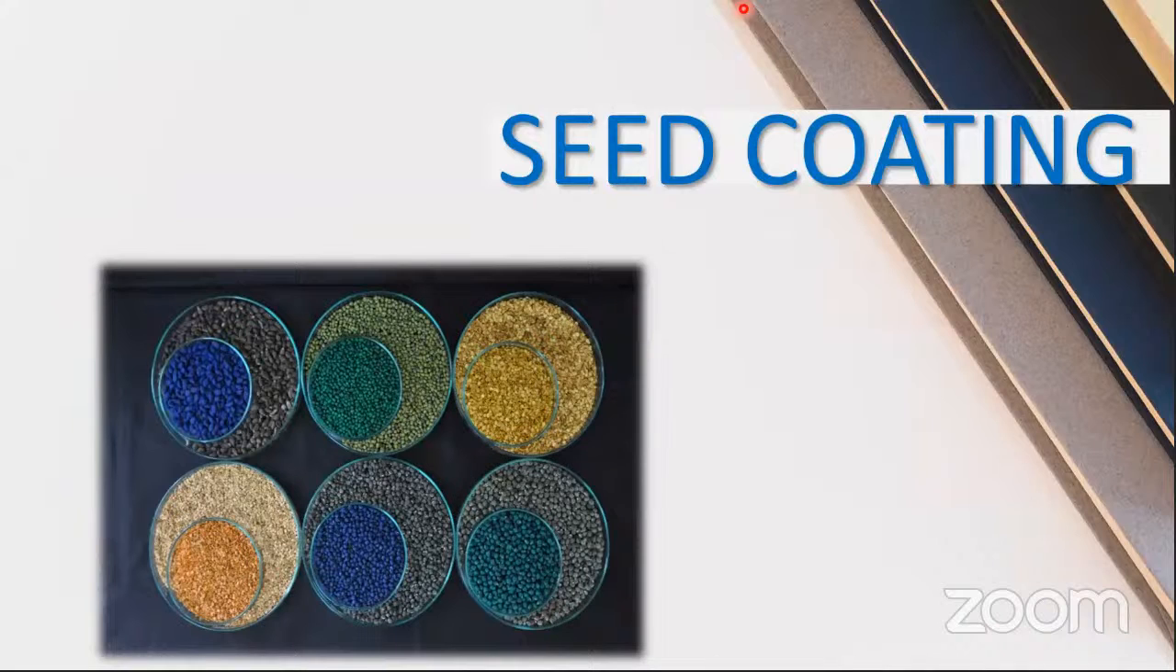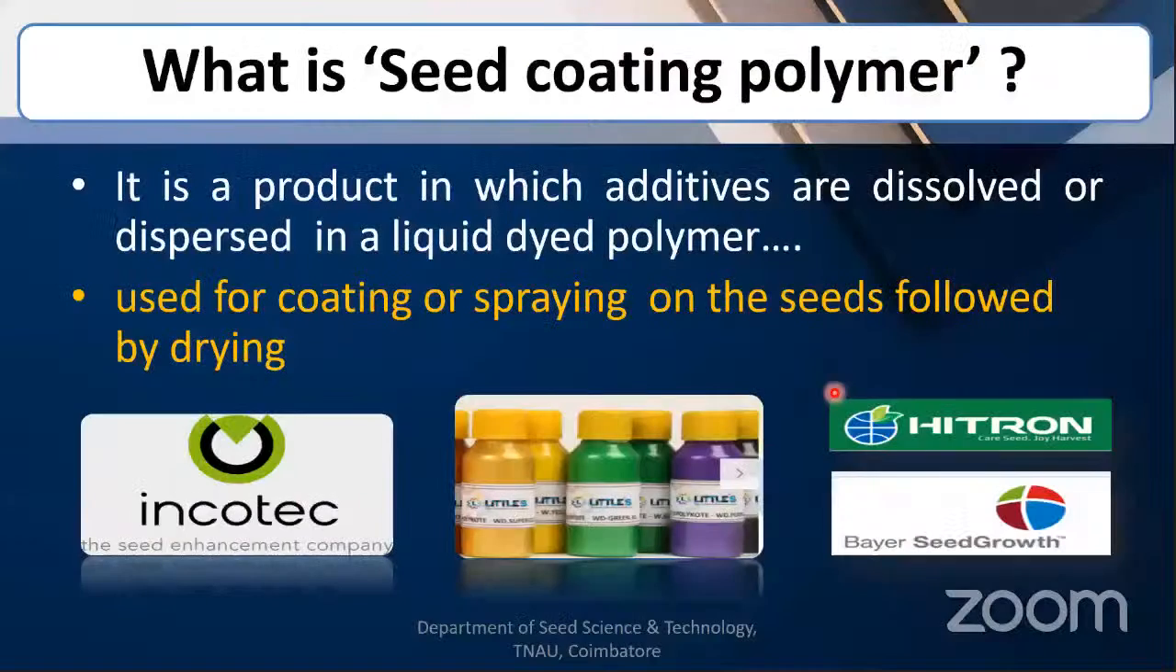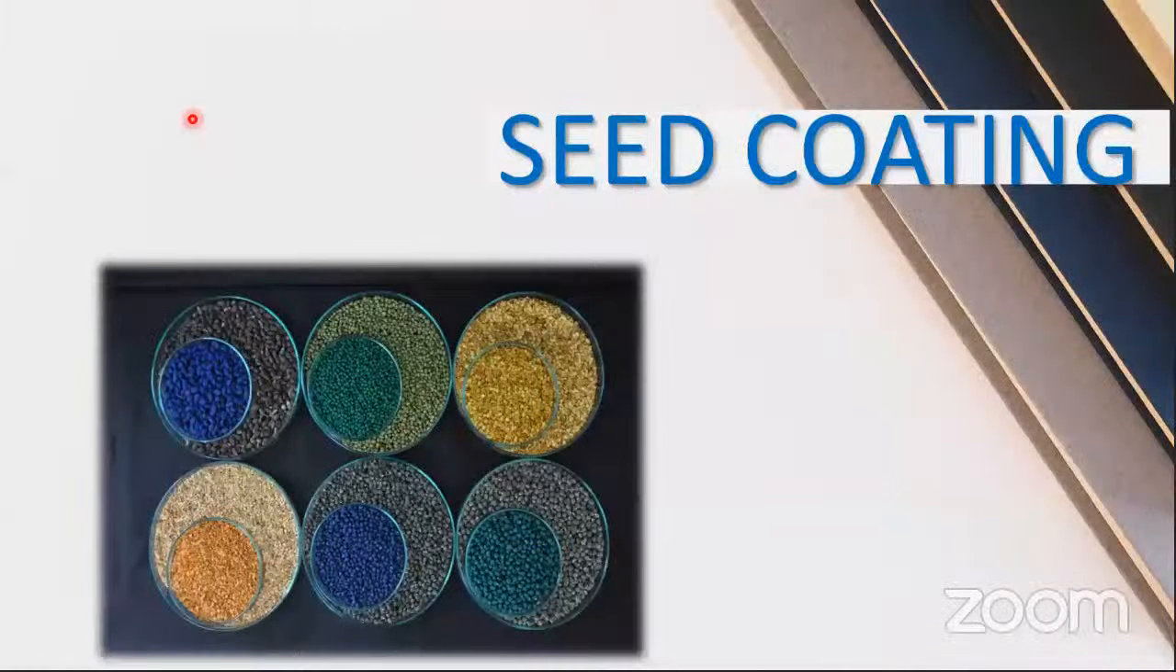So this is the seed coating. We have completed priming successfully. Now we are passing on to the next technology, that is seed coating. You can see the picture over here. This was originally called coloring, and now we are calling it coating.